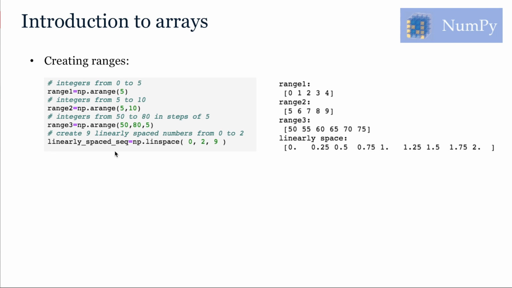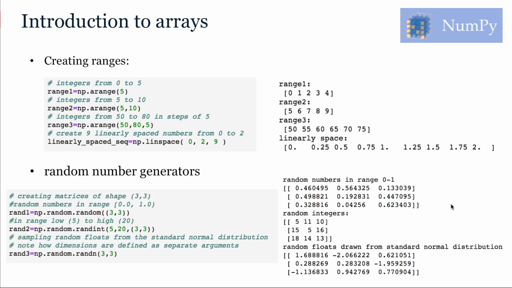On the other hand, linspace is different. This is because it takes a range and divides it up into a specified number of bins. For example, this call asks it to split the range from 0 to 2 into 9 steps, inclusive of both numbers in the range.